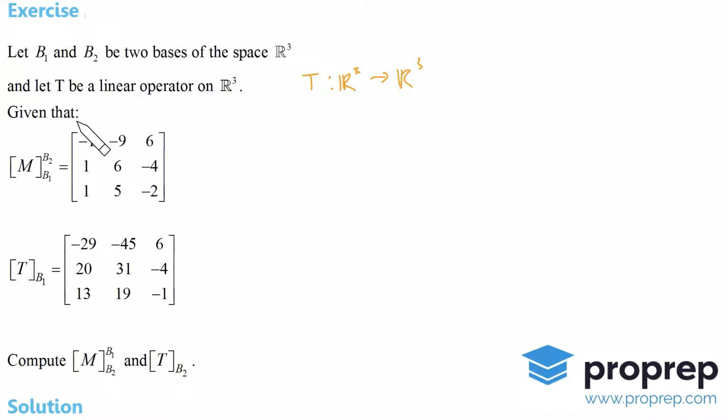We're given the change of base matrix from B1 to B2 is this, and we're given the representation matrix of T relative to basis B1. And we have to compute these two quantities. And let's take them one at a time.